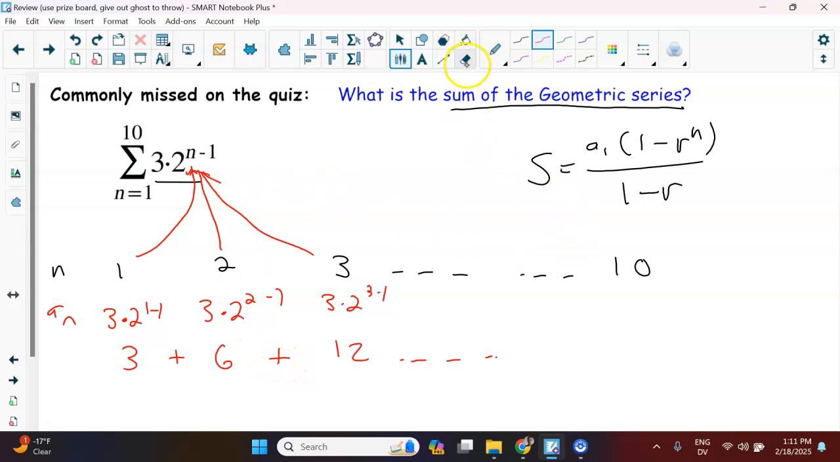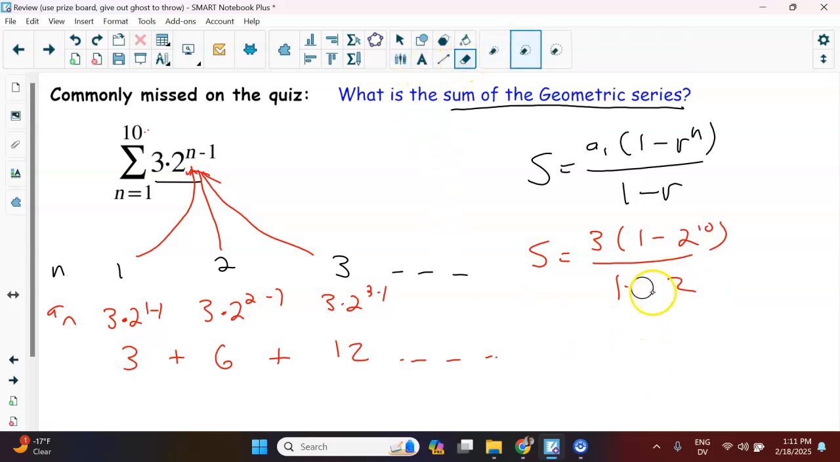Okay, so as far as our formula goes, we don't actually need the 10th term here. We have everything we need to do our sum at this point, right? We know the first term is the 3. We know we're timesing by 2, so that's r. And then we know that there's 10 spots in our sum, so that's going to be right there. And then it's just a matter of doing the calculator work from there.